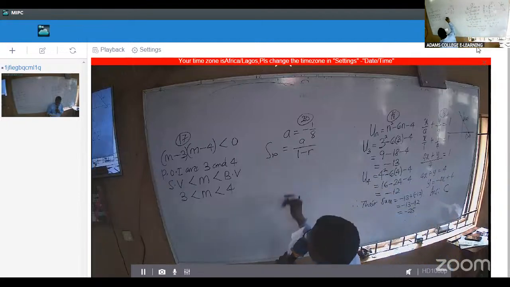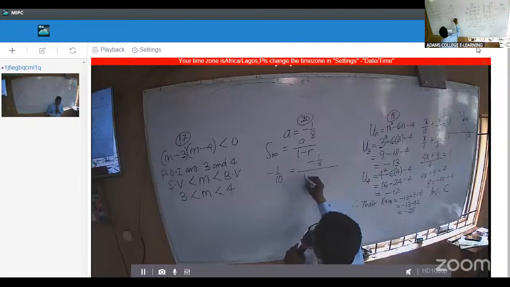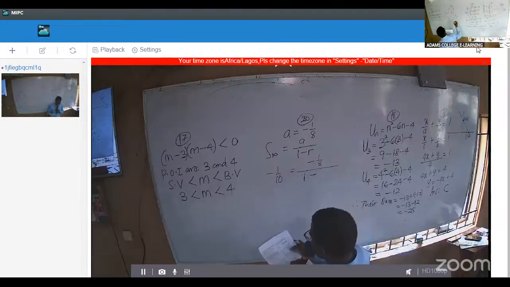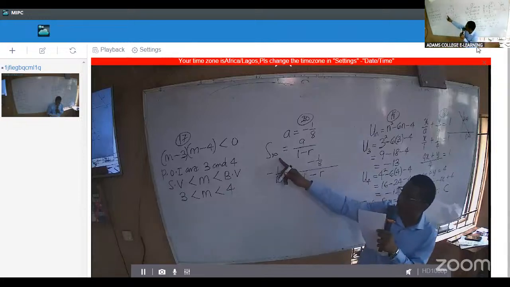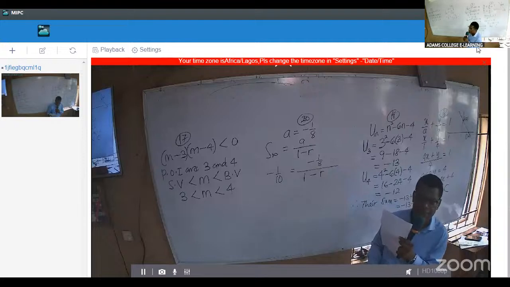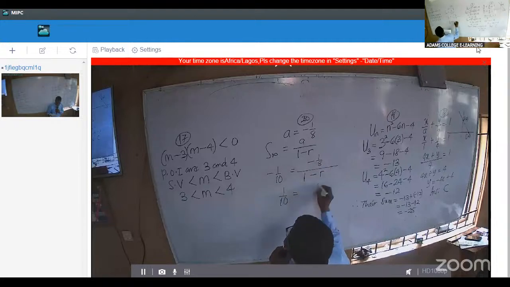So now I have minus 1 over 10. What's our A, the first term? Minus 1 over 8. 1 minus, what's our ratio? Unknown. Sum to infinity, minus 1 over 10. First term, minus 1 over 8. Cross multiply. Minus cancels minus, so I can write 1 over 10, 1 over 8.